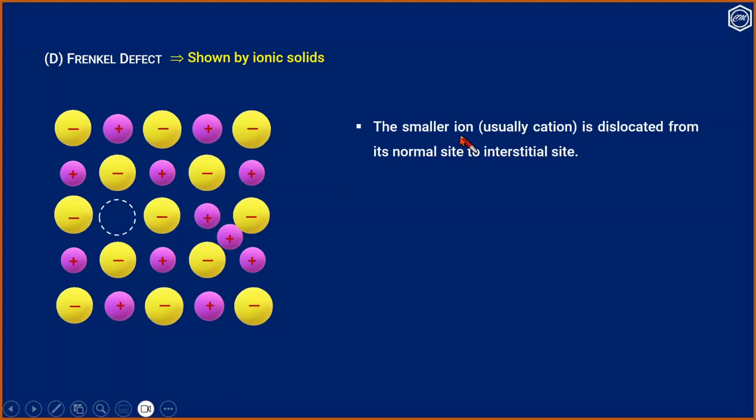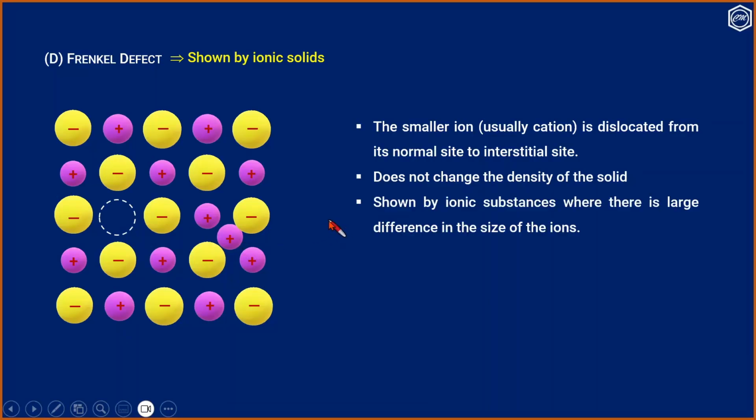The smaller ion, usually the cation, is dislocated from its normal site to interstitial sites. It does not change the density of the solid, because even if a vacancy is created here, that cation is present here. Shown by ionic substances where there is a large difference in size of the anions. Only smaller cations can shift to the interstices. Stability of the crystal decreases, but conductivity increases.